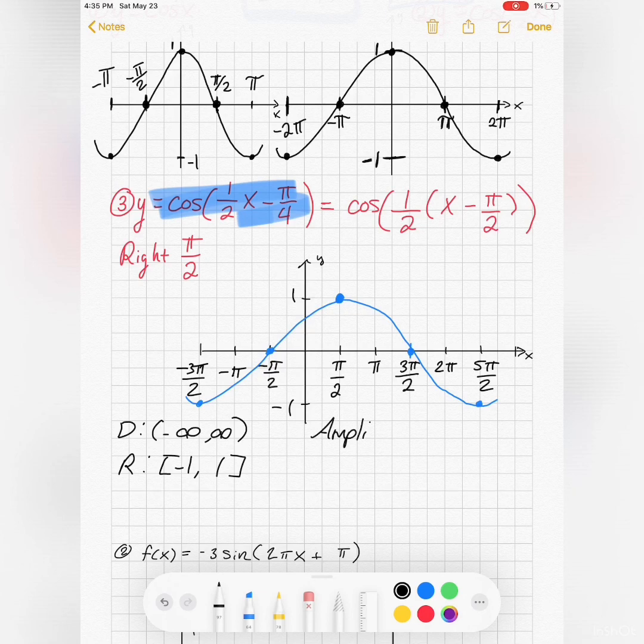The amplitude: from the center of the wave, the distance to the top or bottom is 1. So that hasn't changed.